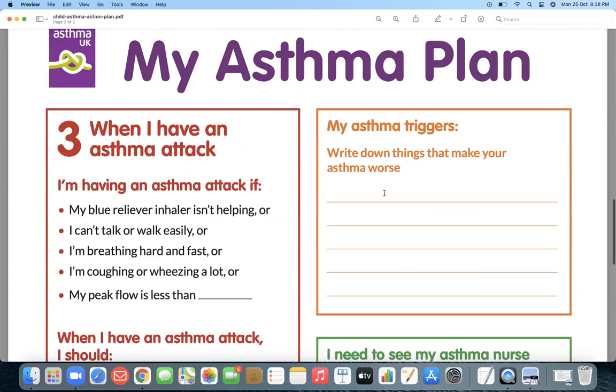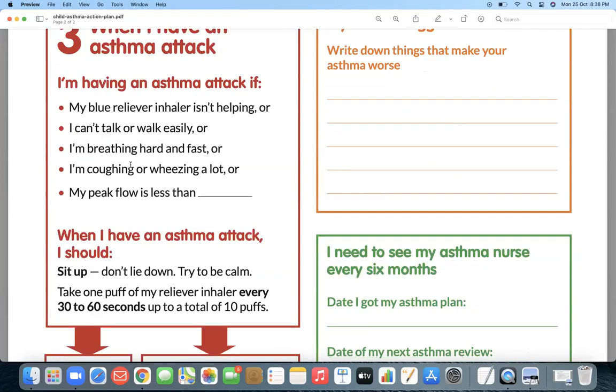So when it is much worse, when I am having an asthma attack: my blue reliever inhaler isn't helping, I can't talk or walk easily, which means you cannot speak in sentences. I am breathing hard and fast, short of breath. I am coughing and wheezing a lot. My peak flow is less than 55, or life-threatening is less than 33.